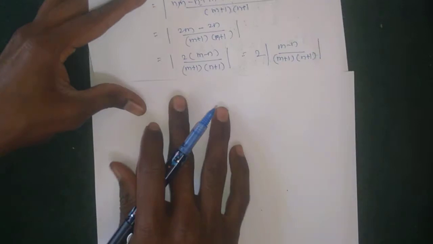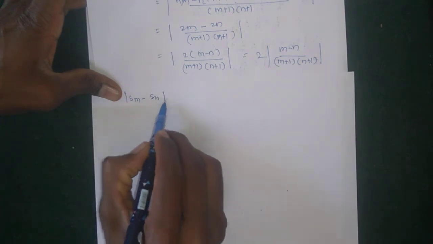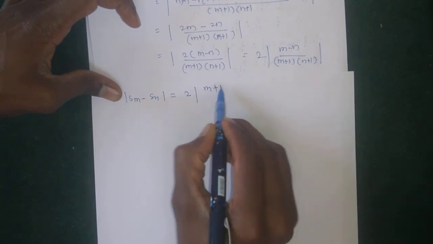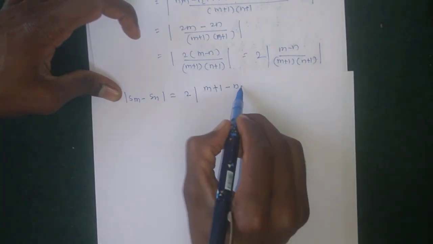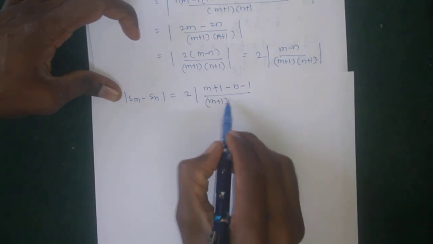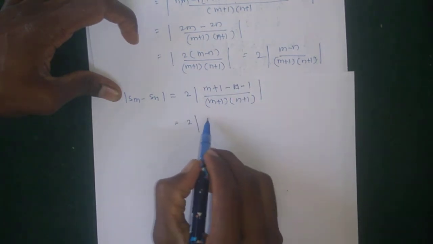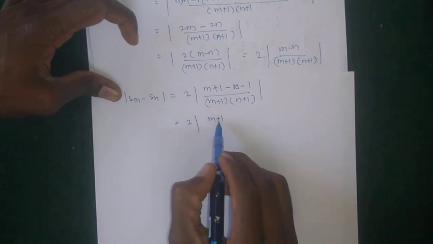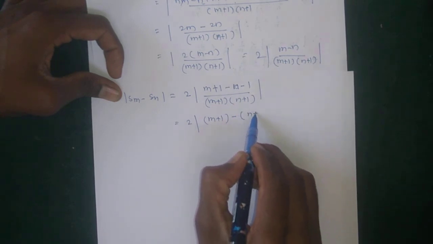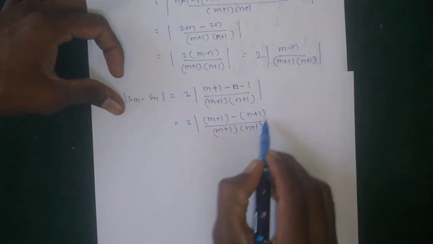Only rearranging these equations. Therefore |Sm - Sn| is equal to |1/(n+1) - 1/(m+1)| times 2. Adding and subtracting 1, we get (m+1)(n+1). Therefore 2 times, taking the minus sign common, the remaining is only (n+1). In this way we get (m+1)(n+1).